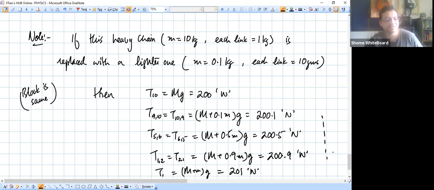Right. Yes, that point is correct, Snikita. So now you understood? As the links' masses are getting added, but the links themselves are very small in mass compared to the mass of the block, the gradual increase in tension as you're going up the chain is not such a large increase. You can see 200 to 201, it's a 0.5% change. Whereas earlier it was a significant change. It was going from 200 to 300. It was a 50% change.